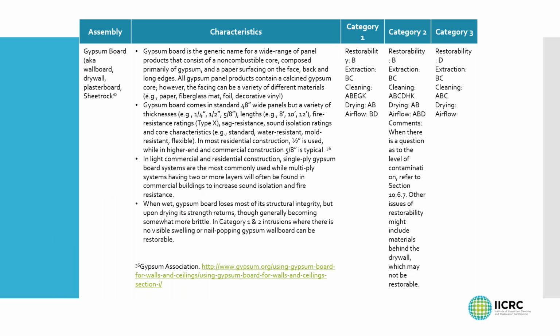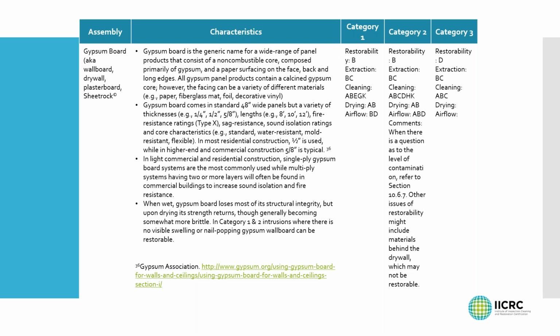I took gypsum board, also known as wall board, drywall, sheetrock, plasterboard, okay? They've got about 50 to 60 different materials in this Chapter 17, where we actually tell you what the assembly is, in the middle, the characteristics of that. And then it tells you how you're going to handle this material for a category 1, 2, and 3. And a lot of times when adjusters or insurance companies call me for advice on a claim they're working, this is one of the sections I go to because it really does explain what's the restorability, how do we do extraction, how's cleaning handled, how's drying handled.